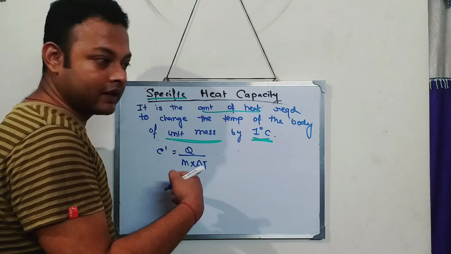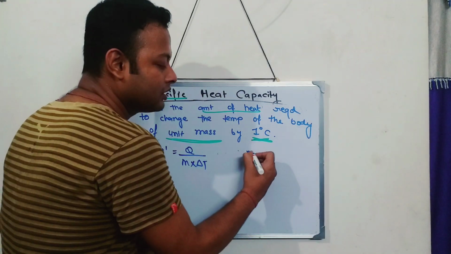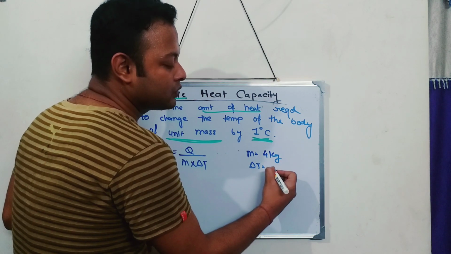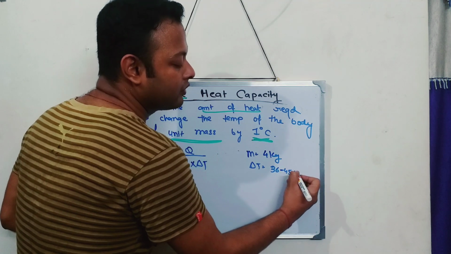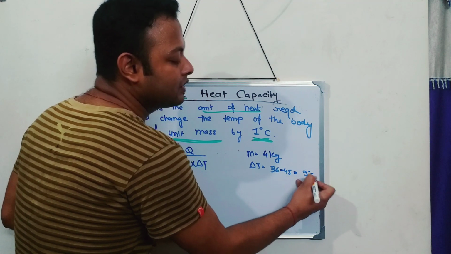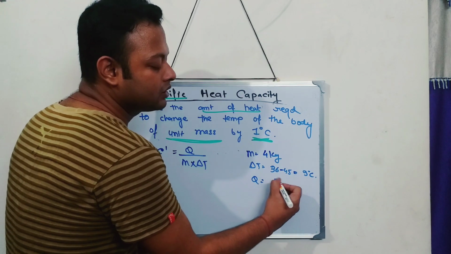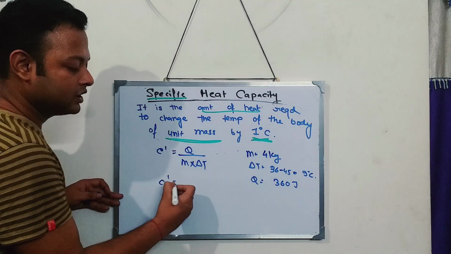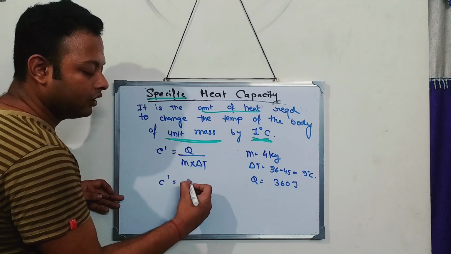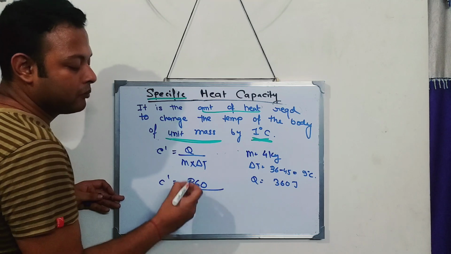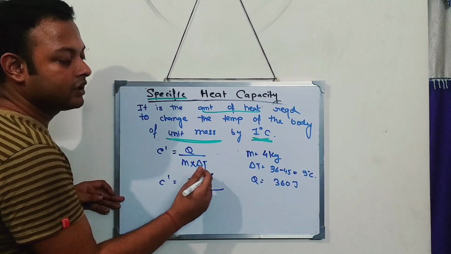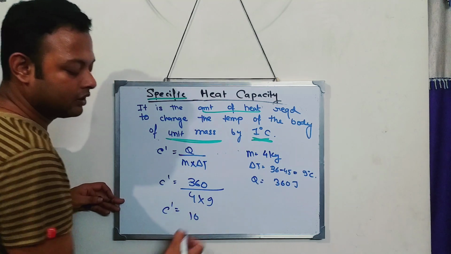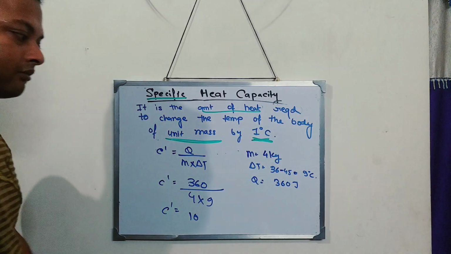Means what? The previous example that I have taken, what was the mass? Mass was 4 kg. Delta T was going from 36 to 45, so delta T becomes 9 degrees centigrade, and the amount of heat required is 360 joule. Now use this formula to get the value of C dash. So C dash is Q, 360, mass 4, delta T is 9. Calculate. This is becoming 10.